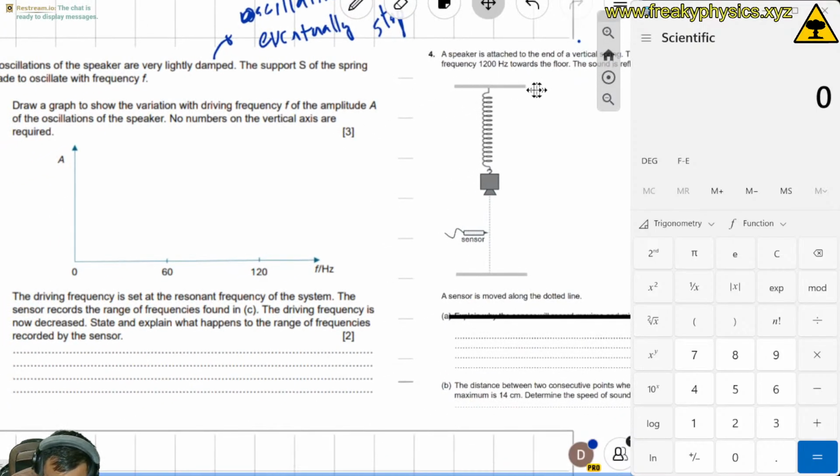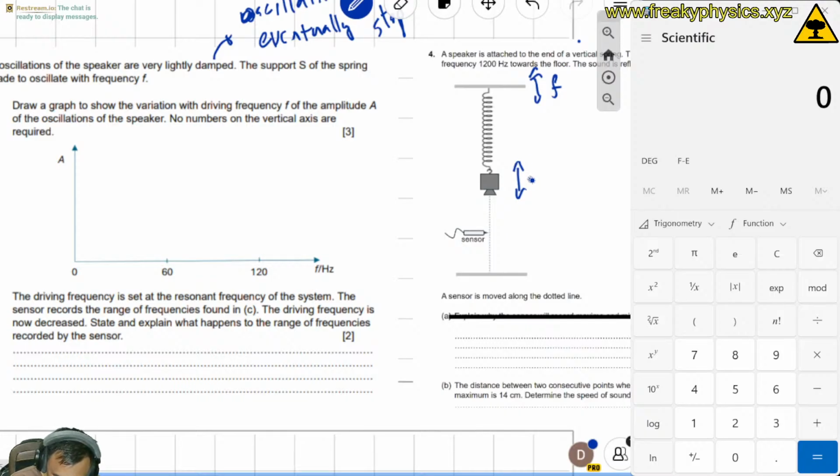Okay, but the thing is, it's given here that the support, what's the support? The support would be this. Okay, so this support, it's made to oscillate with the frequency f. In other words, if you think about this, this is the one that's vibrating with the frequency f. And then this is vibrating at some other frequency, oscillating at some other frequency, whatever. Okay, so we don't really care about the oscillation just yet.